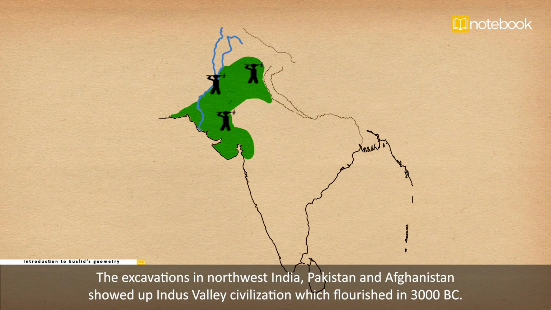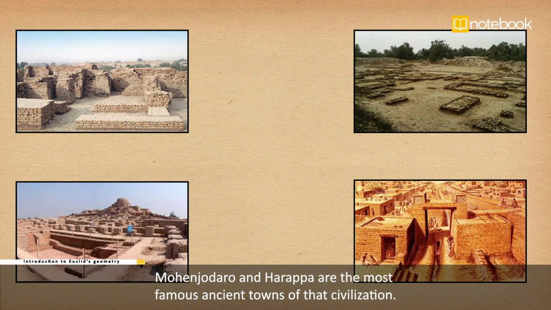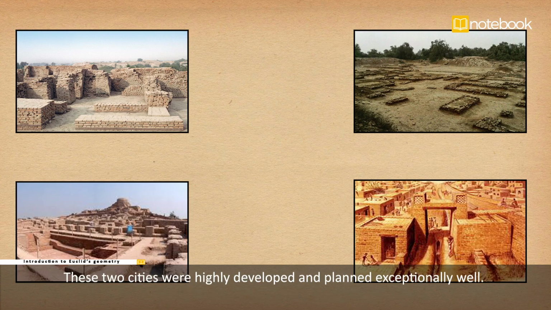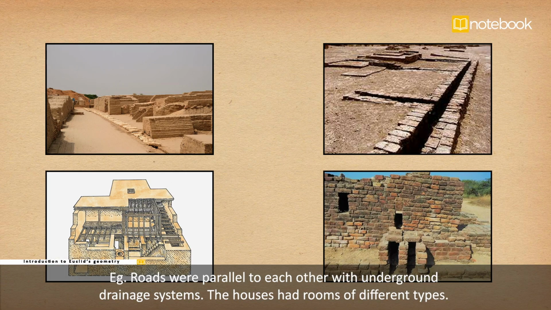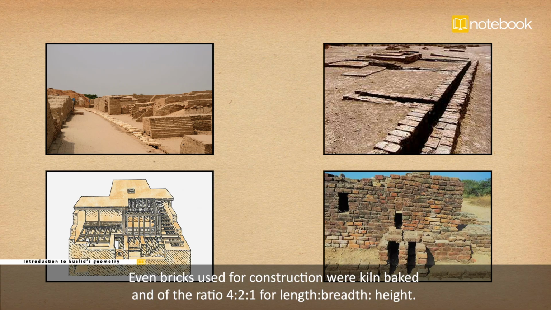The excavations in northwest India, Pakistan and Afghanistan showed up the Indus Valley civilization which flourished in 3000 BC. Mohenjo-daro and Harappa are the most famous ancient towns of that civilization. These two cities were highly developed and planned exceptionally well. They used geometrical methods to plan and construct their cities. For example, roads were parallel to each other with underground drainage systems. The houses had rooms of different types. Even bricks used for construction were kiln-baked and of the ratio 4:2:1 for length to breadth to height.